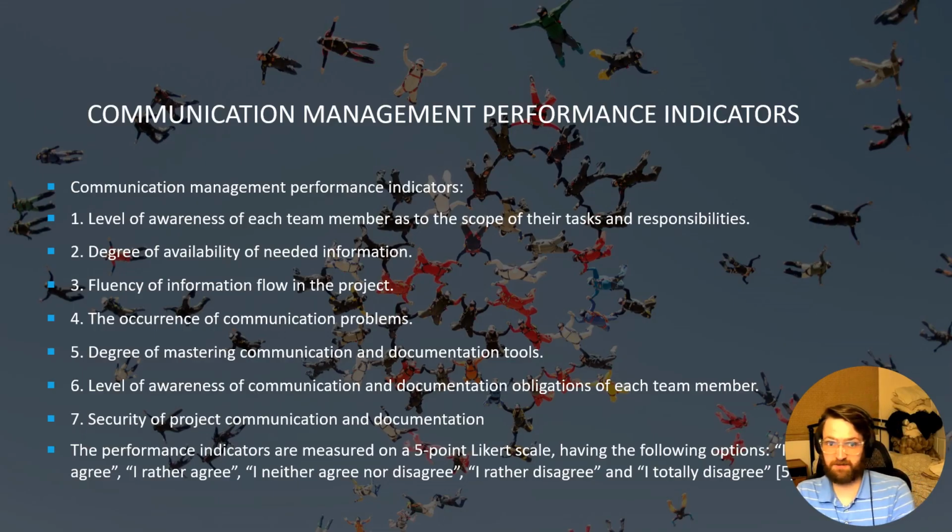The research identifies communication management performance indicators. These indicators are the level of awareness of each team member as to the scope of their tasks and responsibilities, the degree of availability of needed information, the fluency of information flow in the project, the occurrence of communication problems, the degree of mastering communication and documentation tools, the level of awareness of communication and documentation obligations of each team member, the security of project communications and documentation.